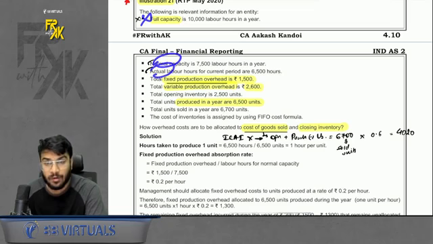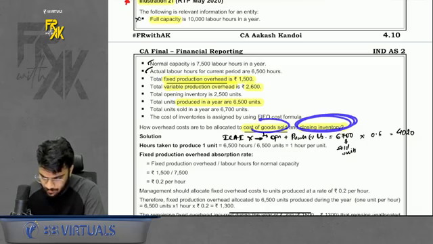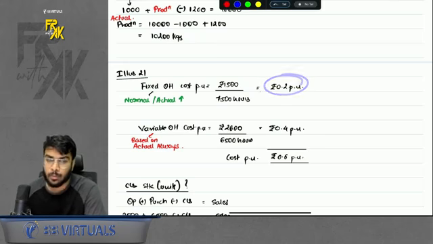Take normal and actual for fixed overheads. Okay, so basically you want to find the value of closing inventory and value of COGS. How will you find this? First, fixed overheads: you will divide by normal or actual, whichever is higher. You got rupees 2.2 per unit.